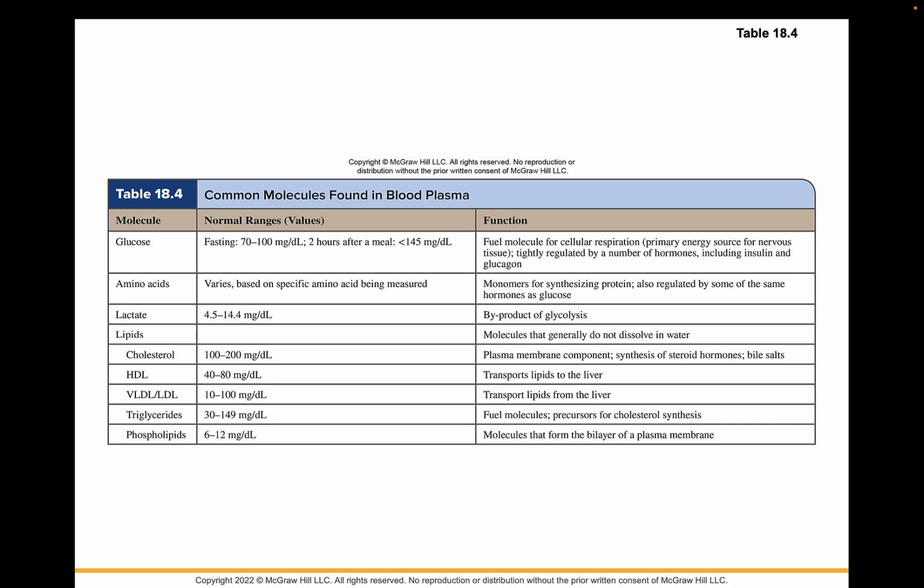Now, here are some common molecules that we expect to find in the plasma. They are going to be glucose, and that is a primary fuel for cellular respiration so that we can produce ATP. Various amino acids. There'll be lactate, lipids, cholesterol, HDL, VLDL and LDL, triglycerides, and phospholipids. So all of these are things that we actually expect to find in blood. You're not responsible for how much, and generally not their function, as we will be talking about a lot of their functions later on as we move through this course.